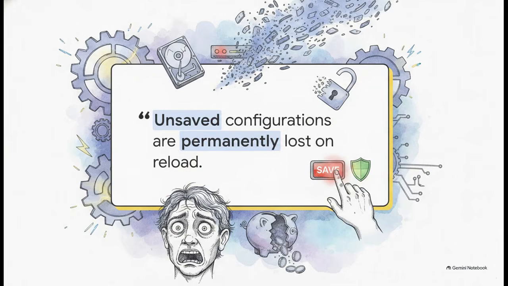I literally cannot emphasize this enough. The documentation warns that unsaved configurations are permanently lost on reload. Let me tell you, there is absolute panic in realizing you forgot to save, and a sudden router power cycle just completely wiped out hours of your hard-fought troubleshooting work. Always save. I promise, your future self will thank you.